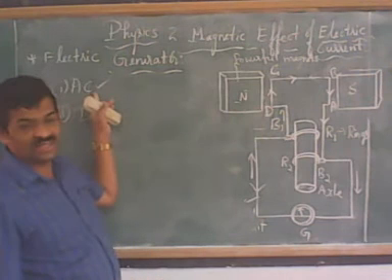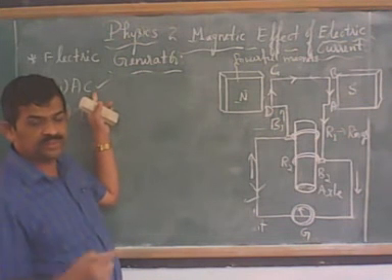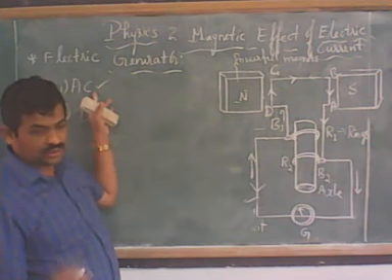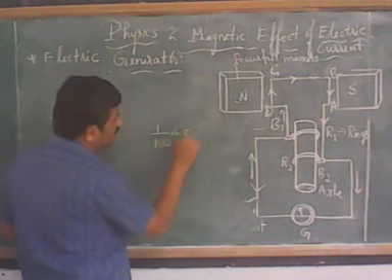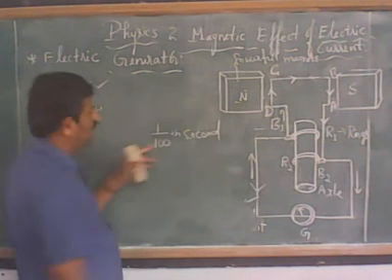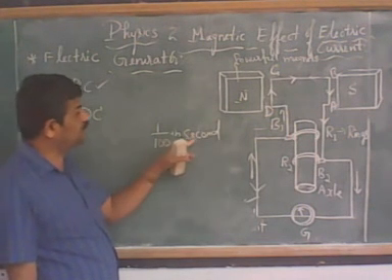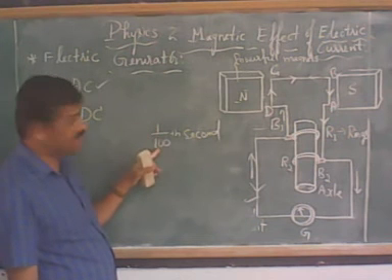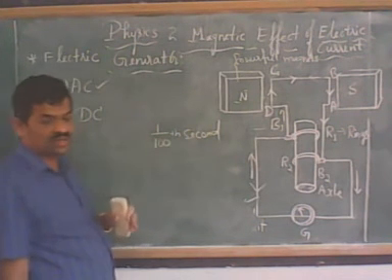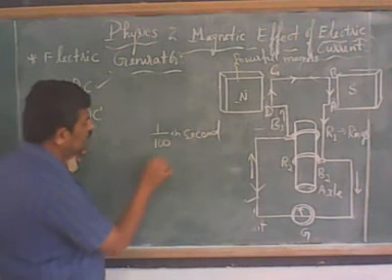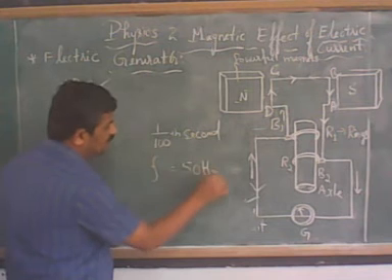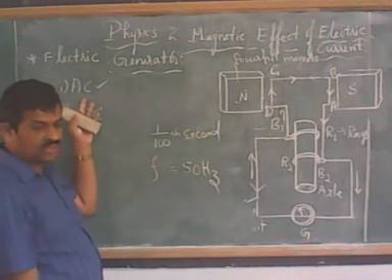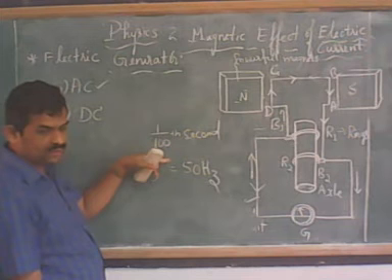Short form AC, alternating current. For domestic purposes we use alternating current. It alternates every 1/100th of a second, one part out of 100. The frequency of alternating current is 50 Hertz. This is very important to understand.